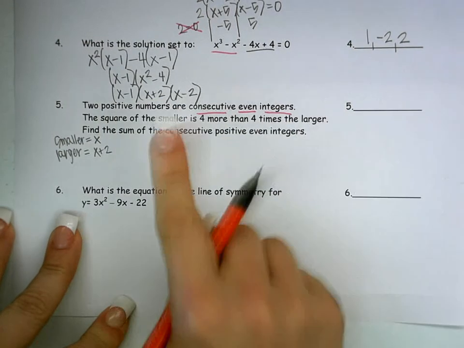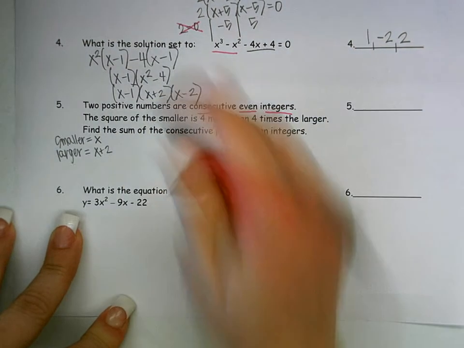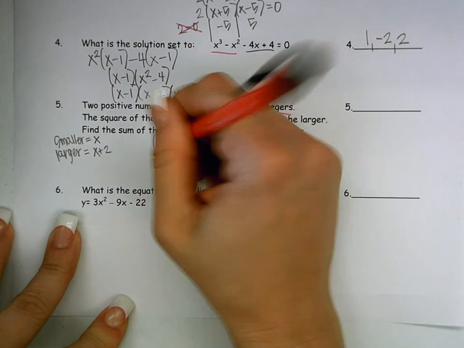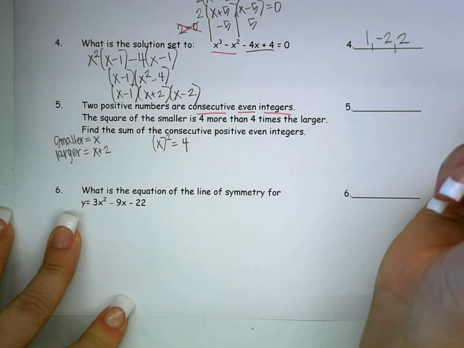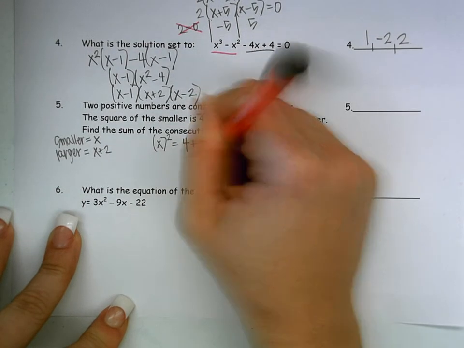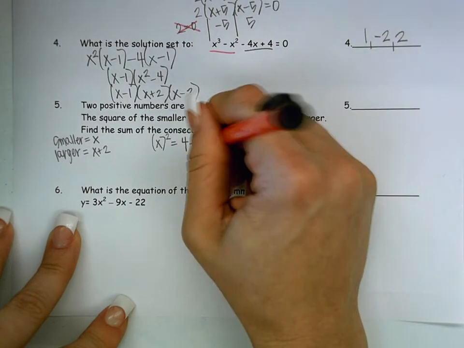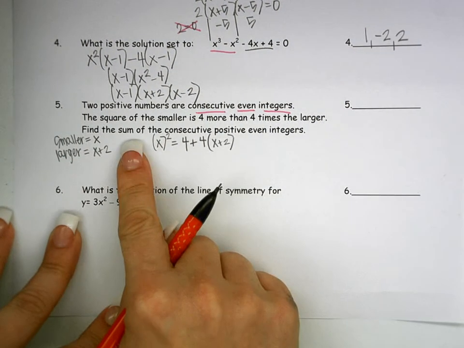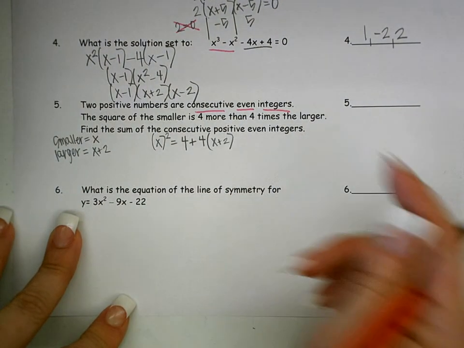It says the square of the smaller, so the smaller one squared, "is" means equals 4 more than, so 4 plus, 4 times the larger. So 4 times means parentheses, x plus 2. And we want to find the sum of the consecutive positive even integers.